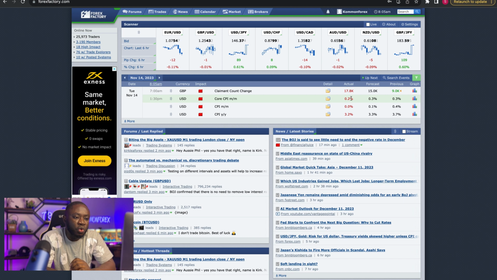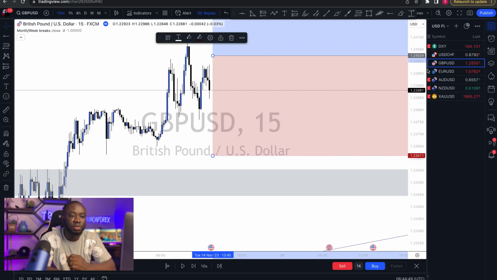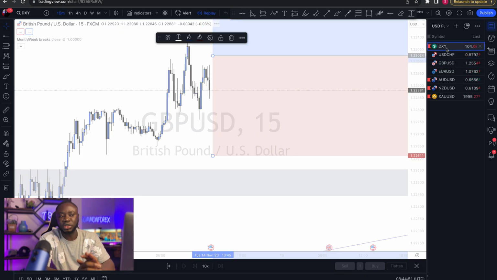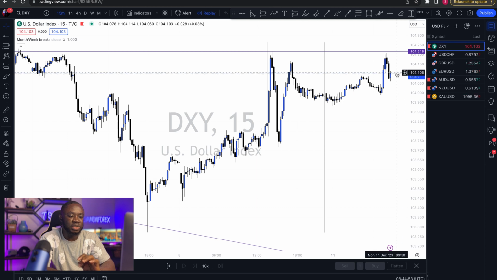So now that we know what the dollar is going to do, it means that now we know the dollar is going to be weak. And the first thing you want to look at anytime a fundamental data is going to be released is DXY. DXY is the determinant factor. DXY is what tells you what will happen.